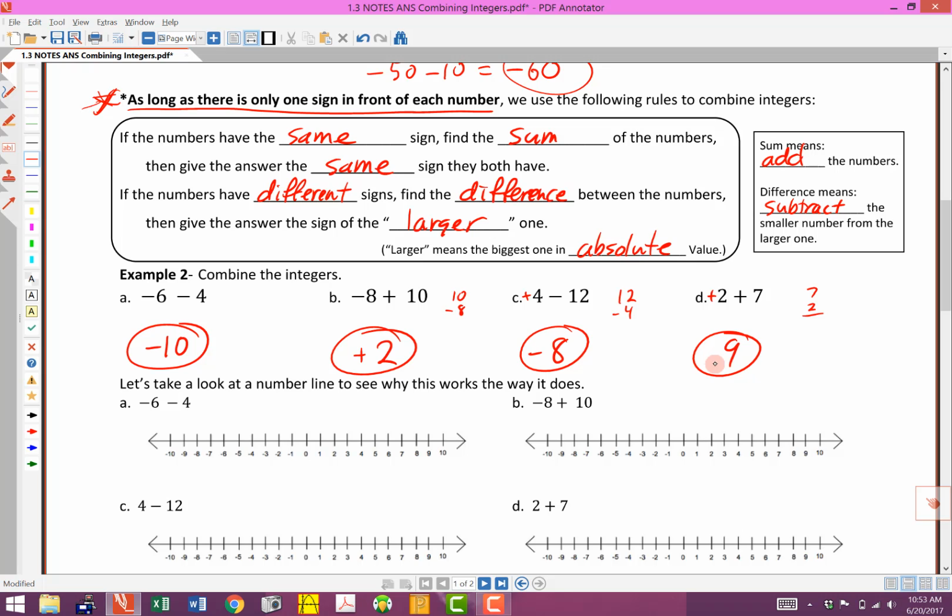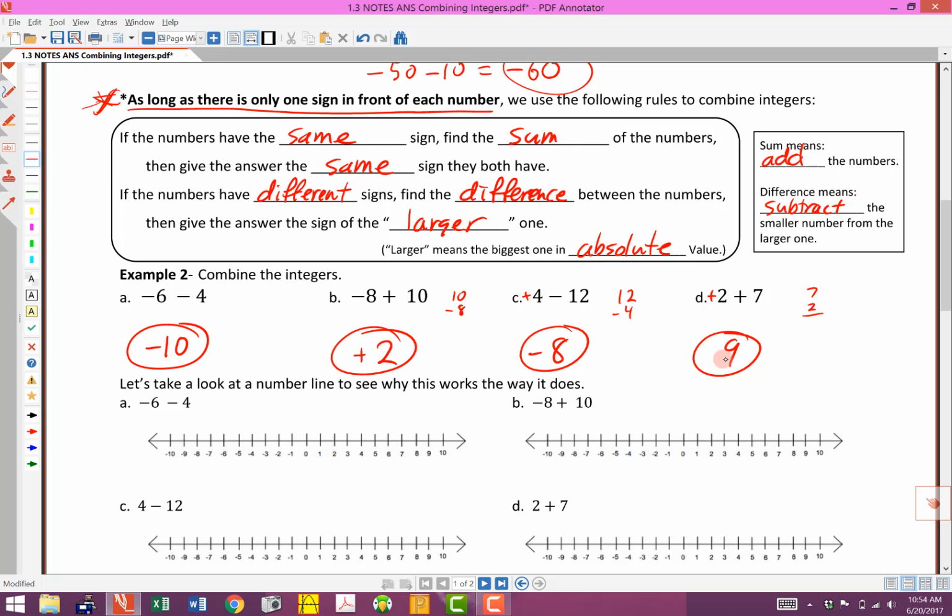So stop and think about this for just a second. We'll talk money, and then we're going to do a number line example for each one of these. So if you owed $6 and owed somebody else $4, altogether you're going to owe $10. When you combine those debts together, you're going to get minus 10. If you owe somebody $8 and you have $10, by the time you pay them the $8, you're going to have $2 left over, so that's going to be positive. If you have $4 and owe $12, by the time you pay somebody those $4, you're still going to owe them $8, so that's why it works out to be negative. And if you have $2 and you get another $7, altogether you're going to have $9, and again, that's why the answer there is positive.